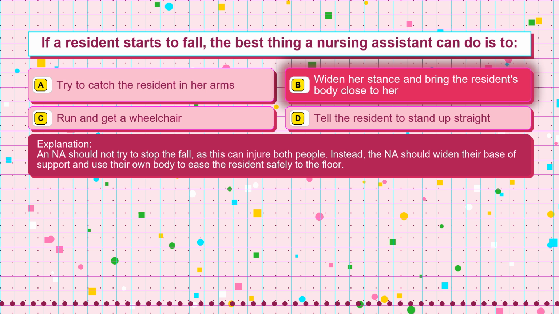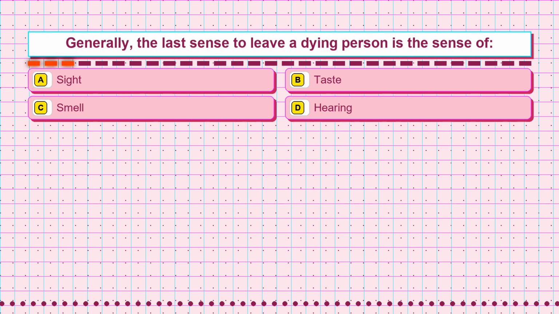Question 36. Generally, the last sense to leave a dying person is the sense of: Option A, sight. Option B, taste. Option C, smell. Option D, hearing.